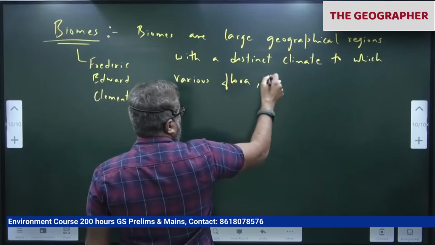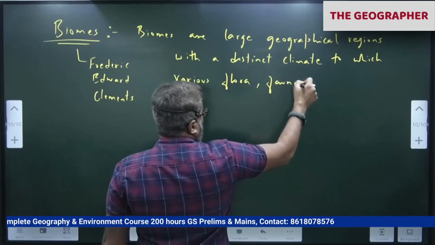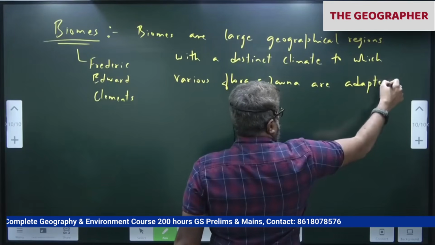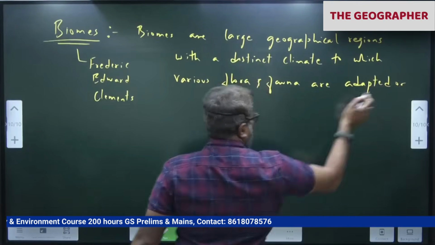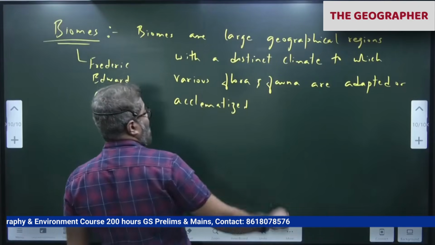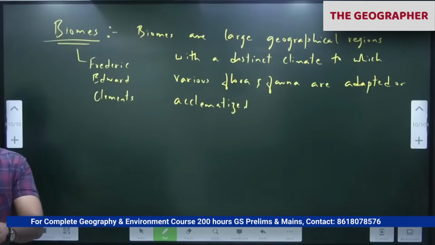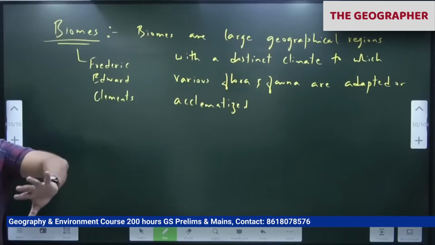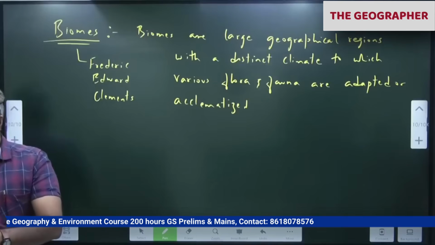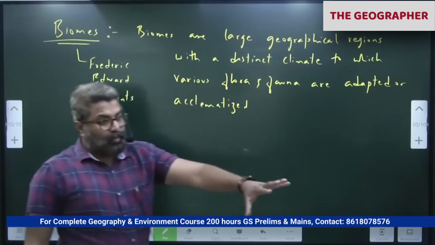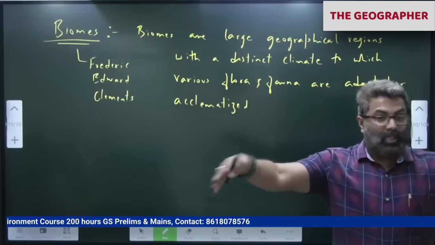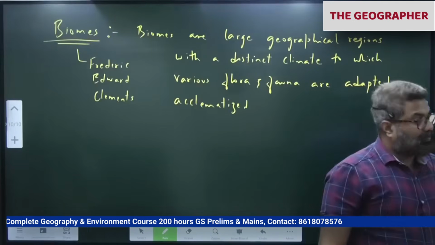Flora means plants, fauna means animals. Flora and fauna are adapted or acclimatized. Can I use the word acclimatized also? Acclimatization is well adapted. Imagine this part of the classroom, here we have one climate. This part we have another climate. Obviously the flora and fauna will be adapted to this climate. The flora and fauna of this place is different from this. So those areas are called biomes. This is one biome. This is one biome.